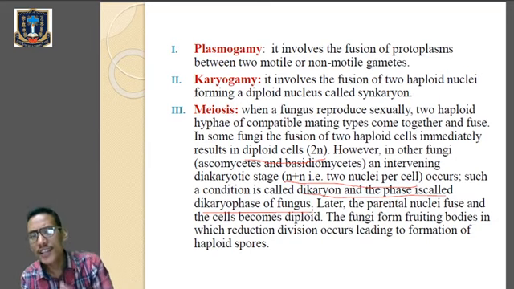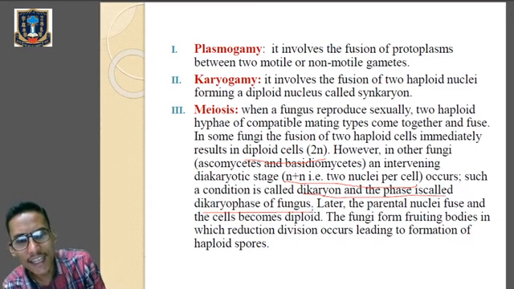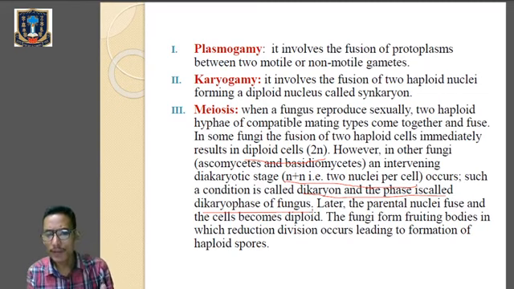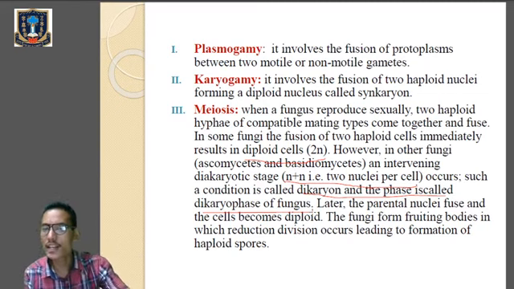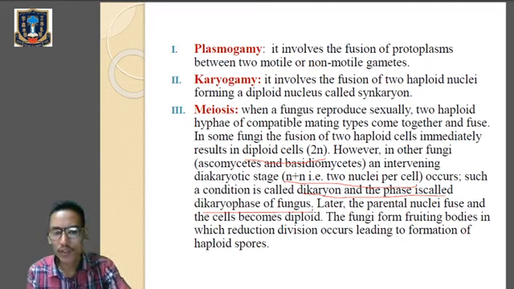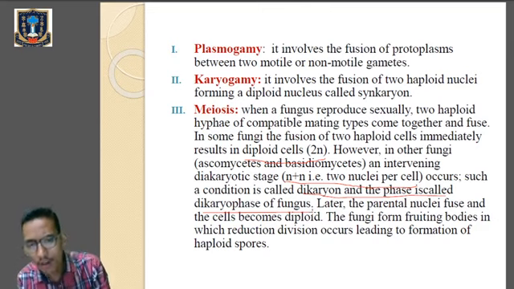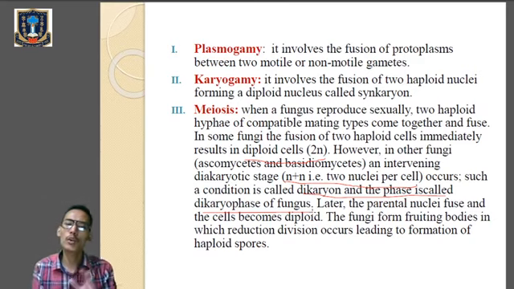So such a stage is called dikaryon and the phase is called dikaryotic phase. Afterwards the parental nuclei will fuse and the cell becomes diploid. So the fungi will form the fruiting bodies in which reproductive division occurs, leading to the formation of haploid spores.